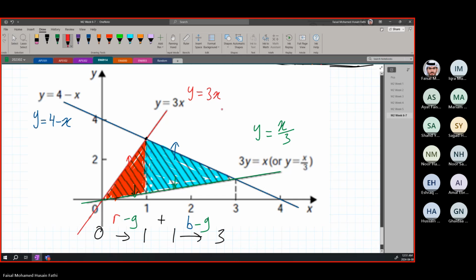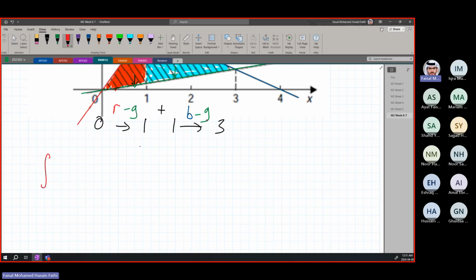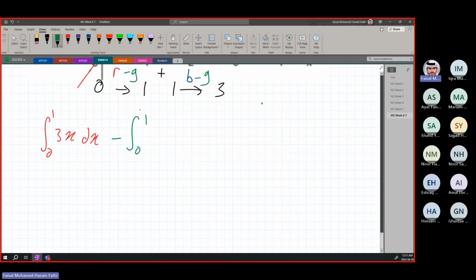So if I want to solve this, what's our red function? It is y = 3x. So integration of 3x from where? From 0 to 1 dx, minus green, which is the integration from 0 to 1 of green. Green is x over 3 dx. Okay?